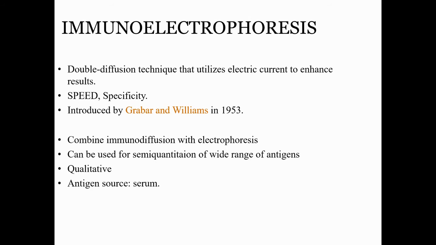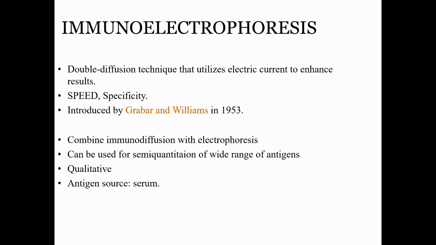What is immunoelectrophoresis? In the case of the double diffusion technique, it utilizes electric current to enhance the result. So immunoelectrophoresis is faster in action, and the specificity will be higher as well. It was introduced by Gerber and Williams in 1953, and it combines immunodiffusion with electrophoresis. When you combine electrophoresis with immunodiffusion, that is immunoelectrophoresis.